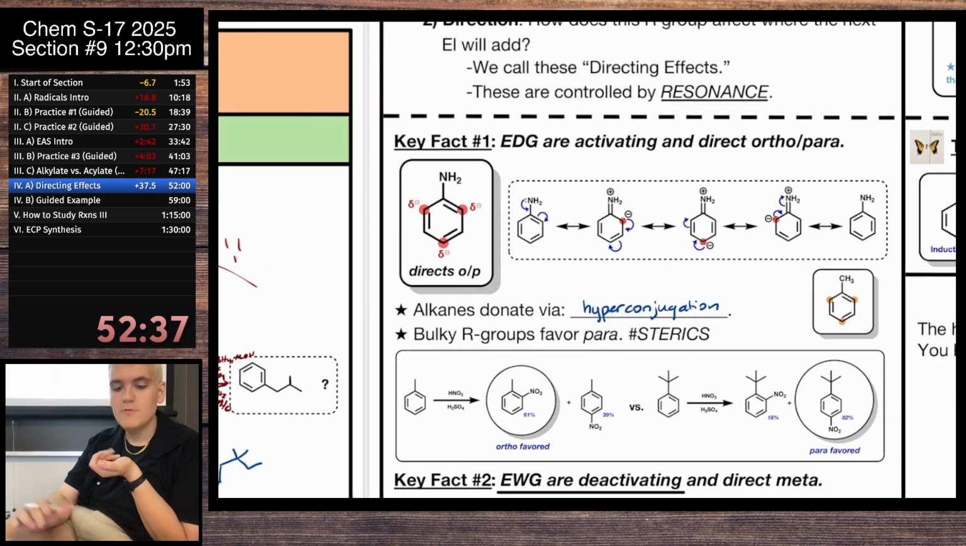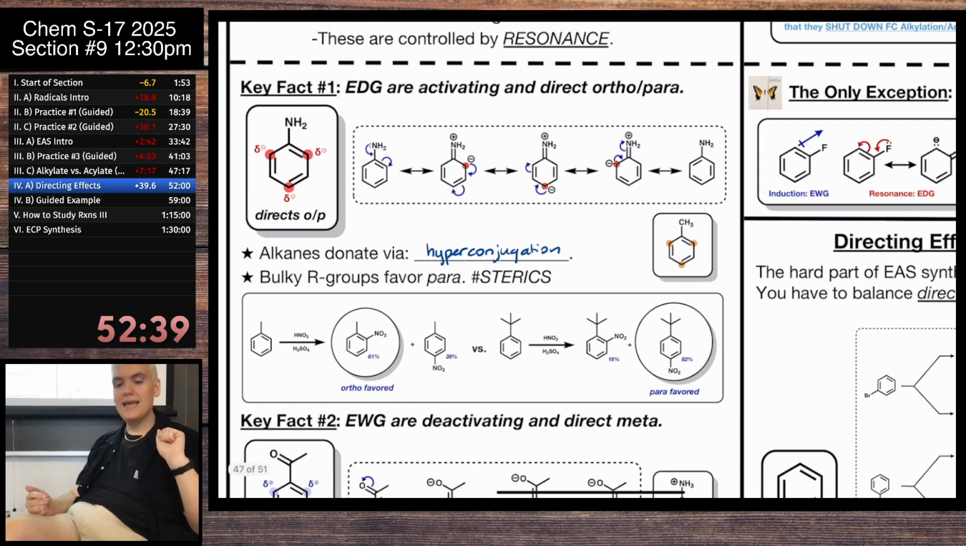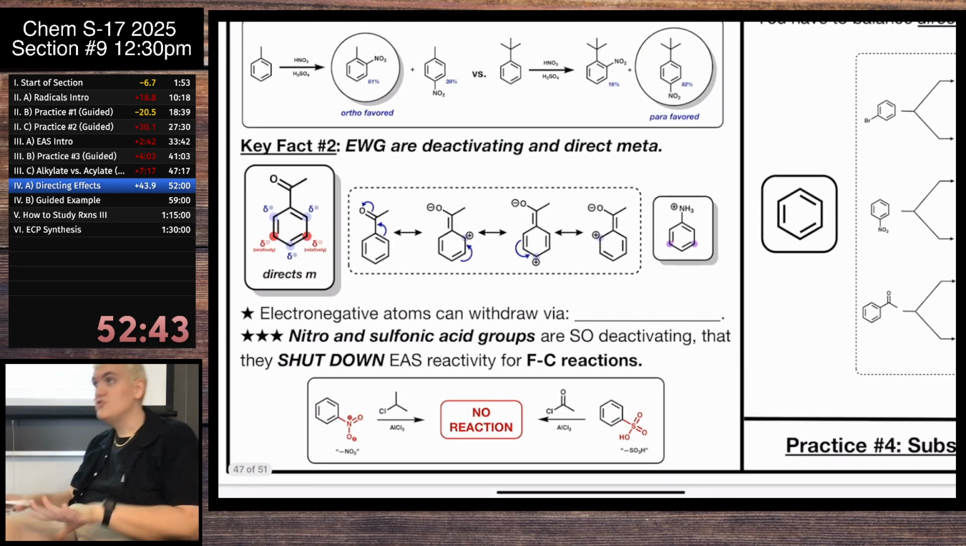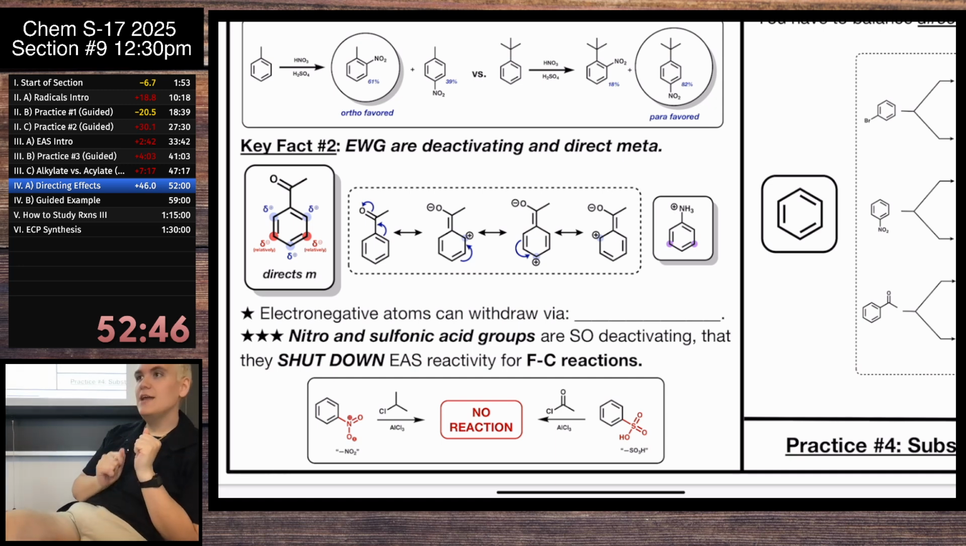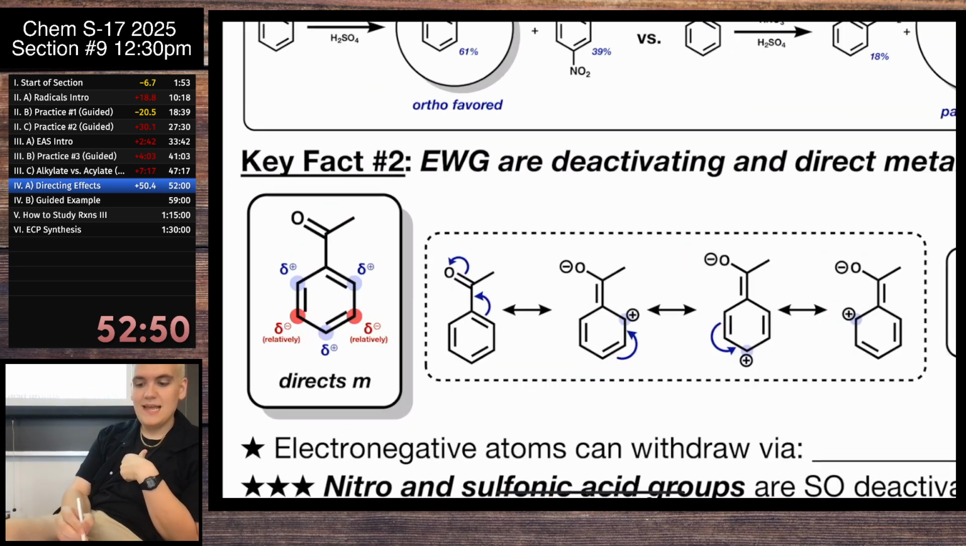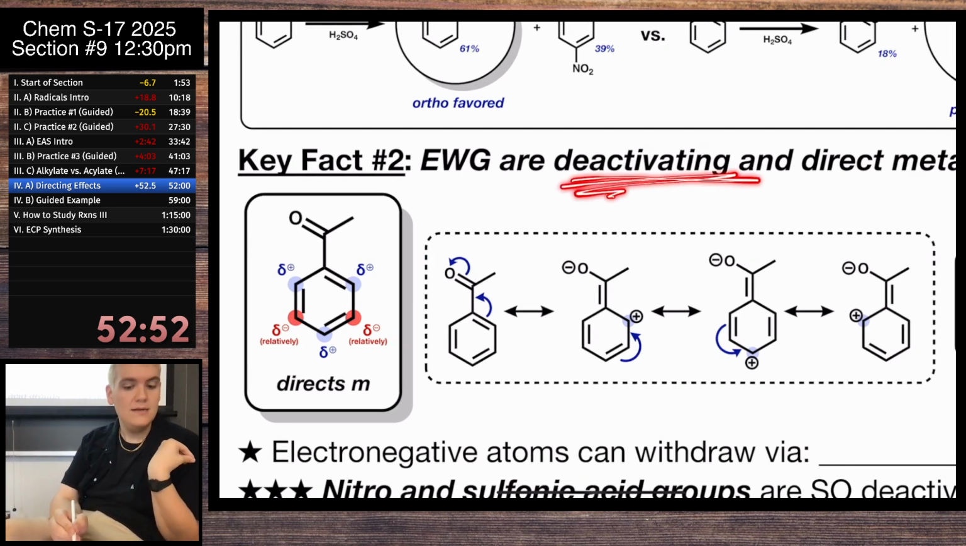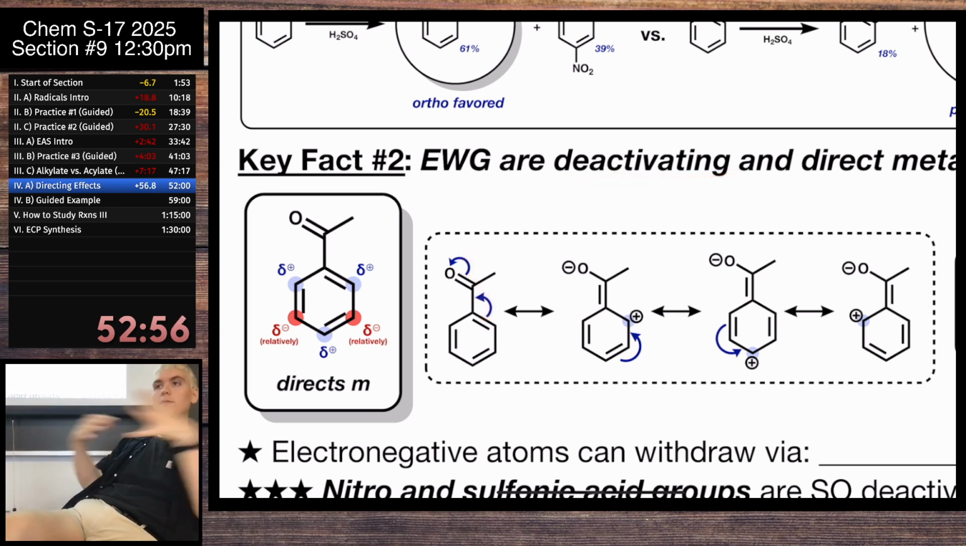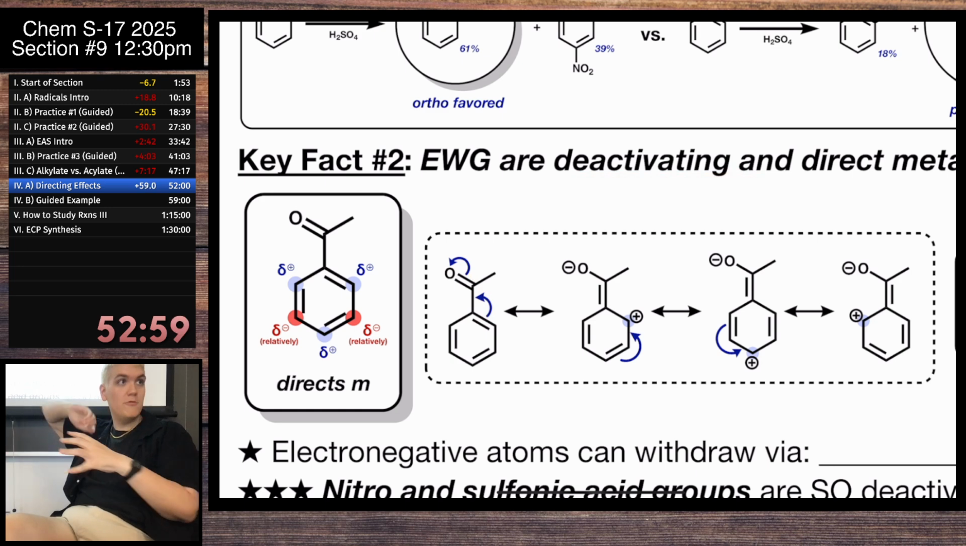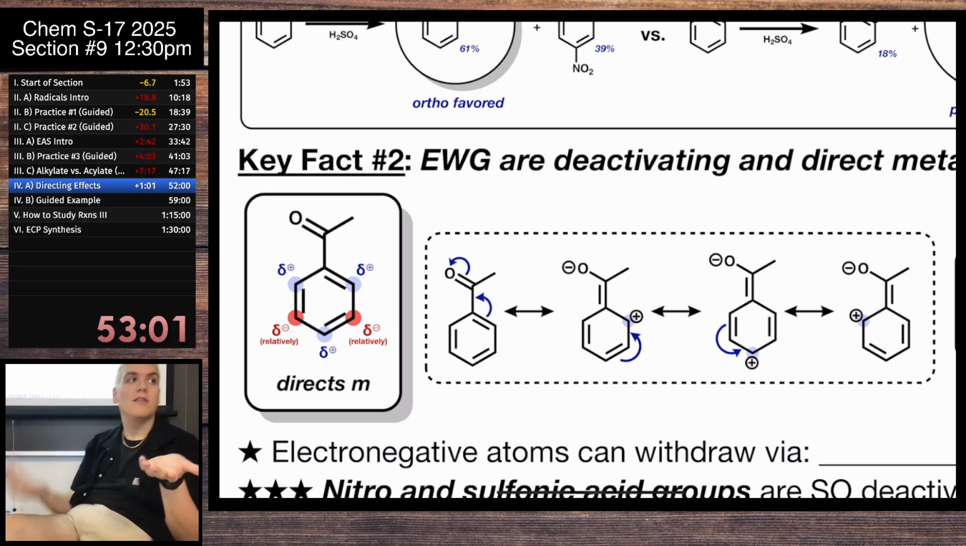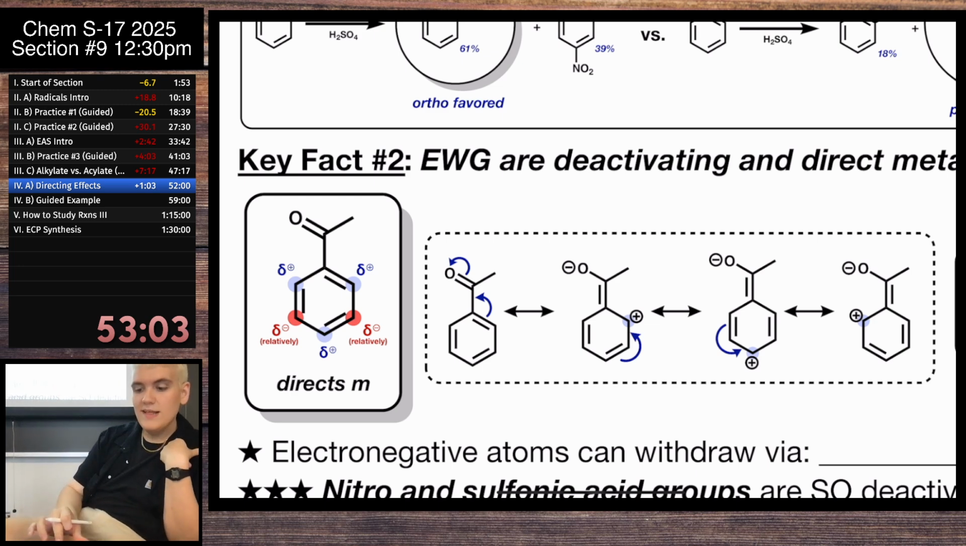So, key fact 1, electron donating groups activate and ortho-para direct. Key fact number 2, electron withdrawing groups deactivate and are meta-directors. So kind of the opposite. Now, deactivating is going to make the ring slower at reacting because it is literally taking electrons out of the ring. And if our ring is supposed to be the nucleophile with electrons that go and attack, when we take electrons out, it makes it slower. So that's the deactivating part.